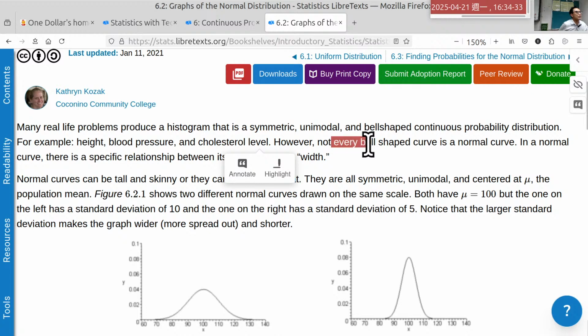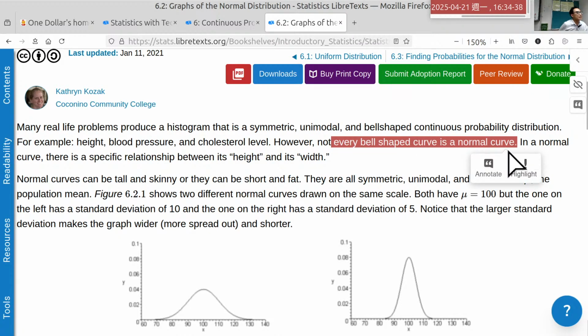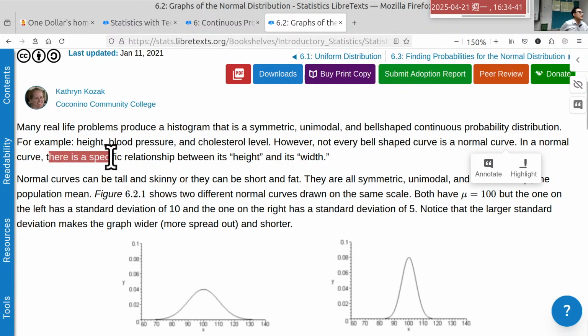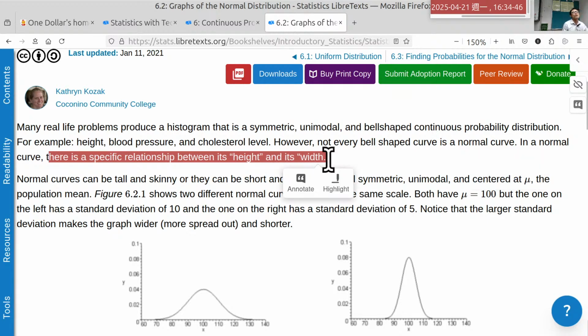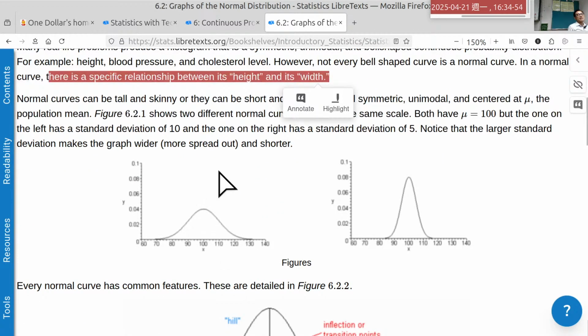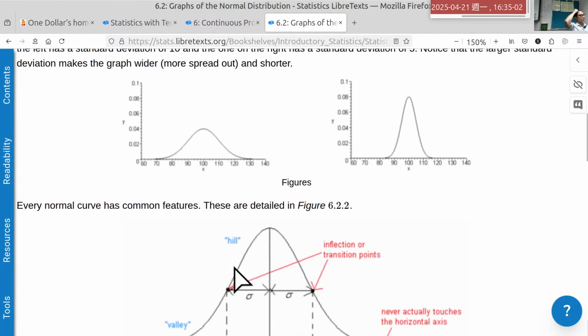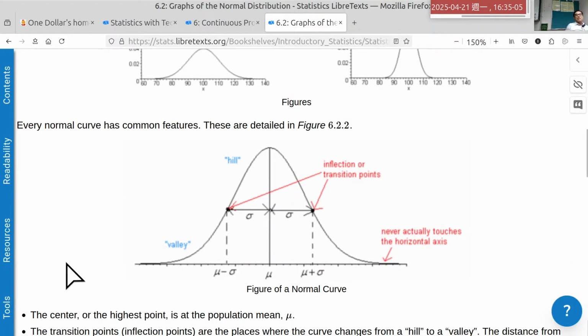However, not every bell-shaped curve is a normal curve. In a normal curve, there is a specific relationship between height and its width. The normal distribution has a specific relationship between the height from the y-axis and the width on the x-axis. Okay, let me slow down here. Every normal curve has common features.